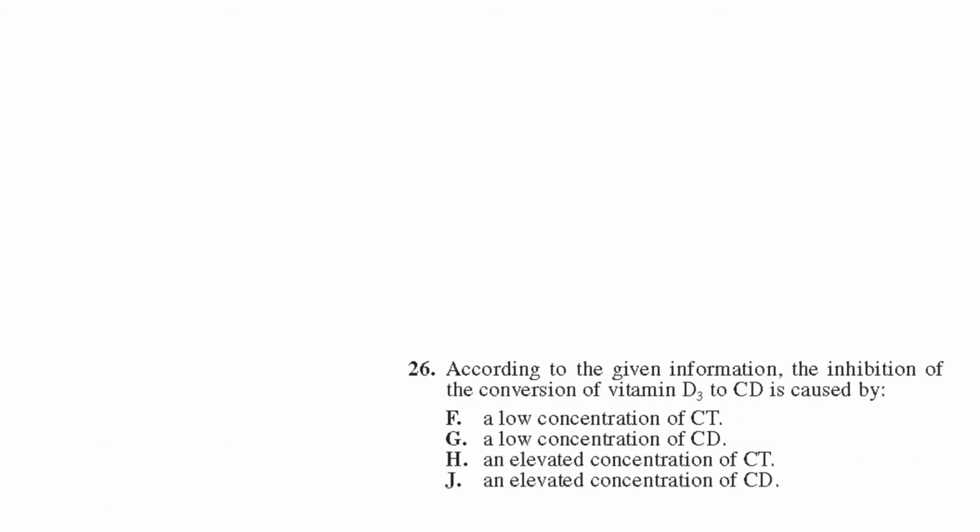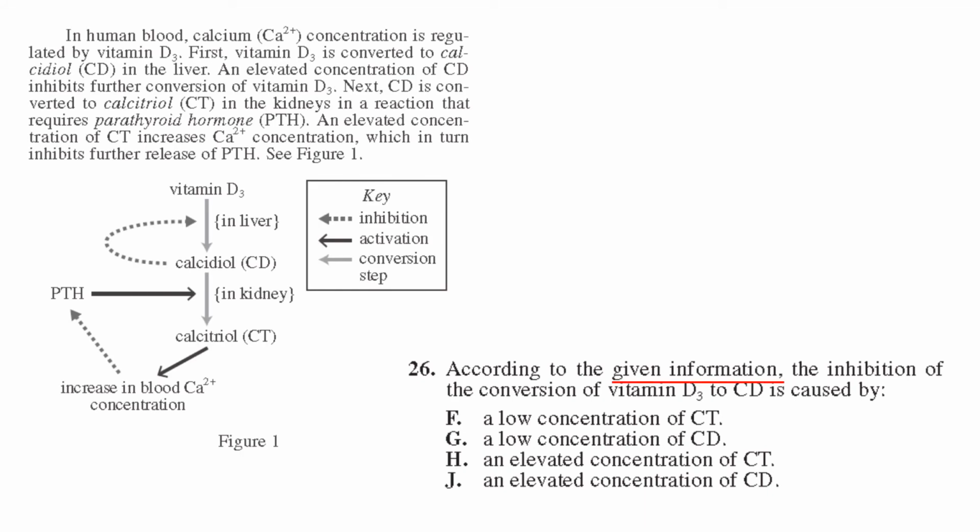According to the given information, so that means the given information is probably going to come from the reading. The inhibition of the conversion of vitamin D to CD is caused by. So the hardest part of this question is actually just finding it during the timed test. It actually tells you an elevated concentration of CD inhibits further conversion of vitamin D. So your answer has to be J, an elevated concentration of CD.